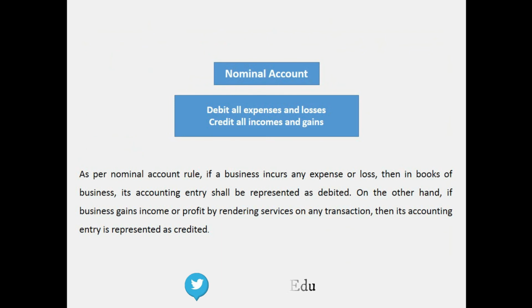Nominal account. Debit all expenses and losses, credit all incomes and gains. If a business incurs any expense or loss, then in the books of a business, its accounting entry shall be represented as debit. On the other hand, if a business gains any profit or income by rendering services on any transaction, then its accounting entry is represented as credit.